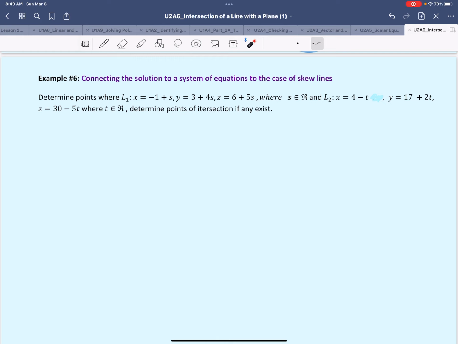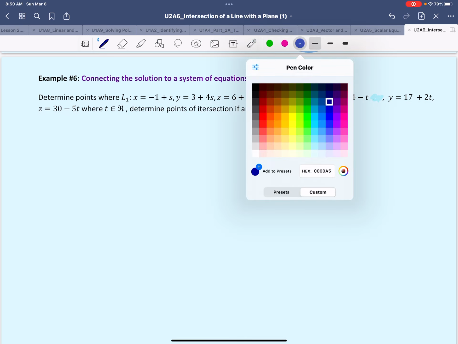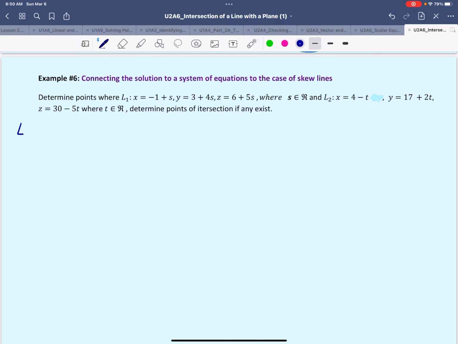So in this case, we're given the equations of two lines, L1 and L2. They're both in parametric form. So I'm going to rewrite the equations down here. For L1, we have the equations x equals negative 1 plus s for x. For y, we have 3 plus 4s. And for z, we have 6 plus 5s.